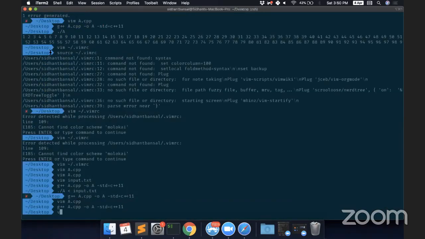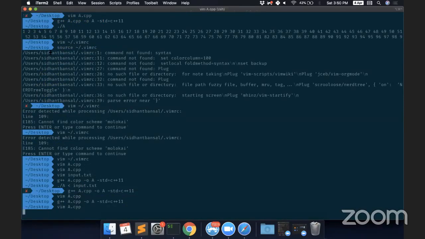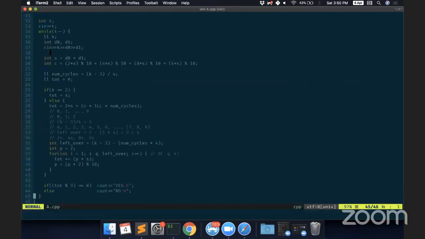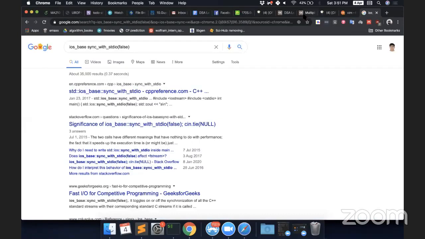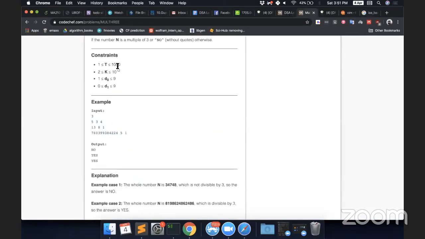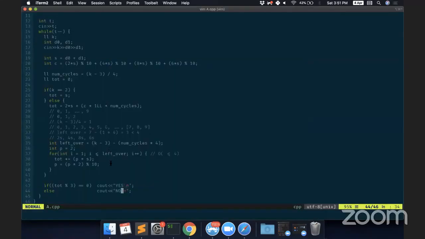\n affects your complexity significantly only when you're printing a lot of stuff. In this question, the number of test cases is 1,000, so you're still printing very few lines. But if this T was 10 to the power 5 or 10 to the power 6, it would have made a big difference, because you would have printed a lot of lines. The difference between \n and endl is that endl in cout forces a buffer flush.